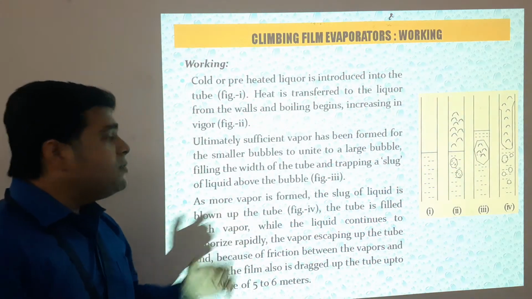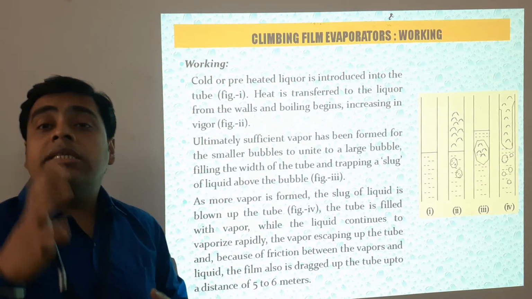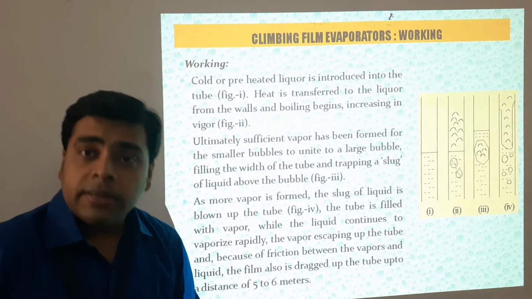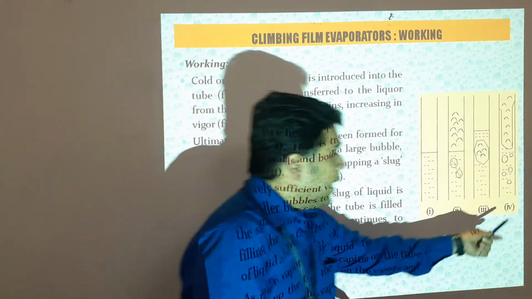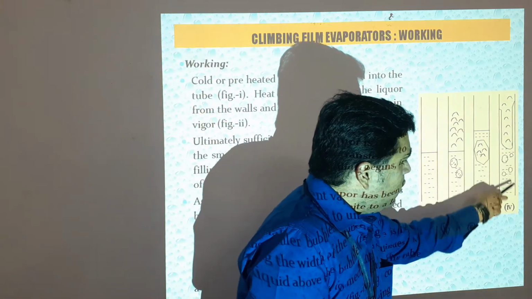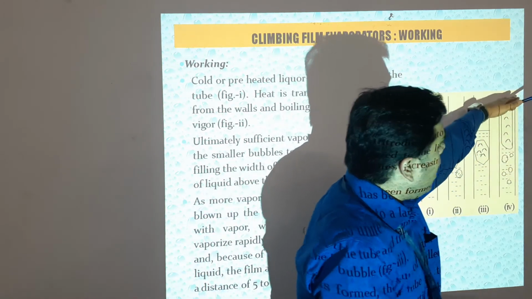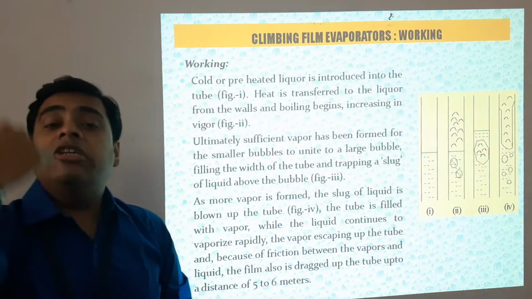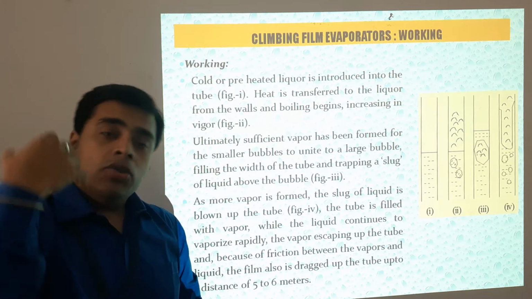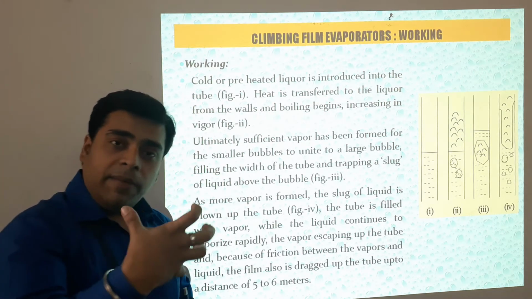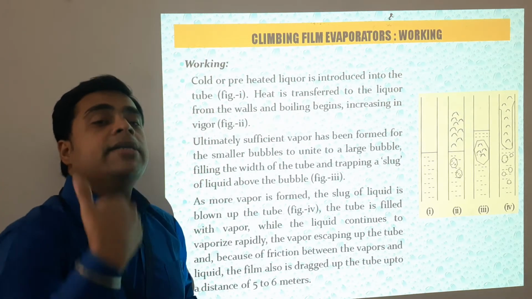As more vapor is formed, the slug of the liquid is blown up the tube, that is in diagram 4. See, small formation of vapors, large vapor, and then that film is going up. The film is dragged with the help of the air only. So the bubble, the air bubble or the vapor bubble is dragging the liquid, and it is obtained as a film.